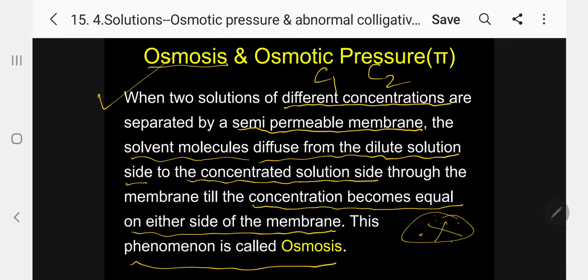When two solutions of different concentrations are separated by a semi-permeable membrane, the solvent molecules diffuse from the dilute solution side to the concentrated solution side through the membrane till the concentration becomes equal on either side of the membrane, both sides. This phenomenon is called osmosis. Kindly follow. So you can understand the osmosis by this diagram.